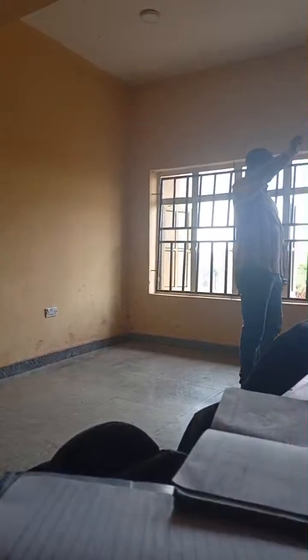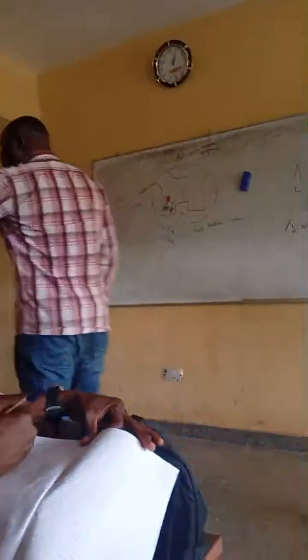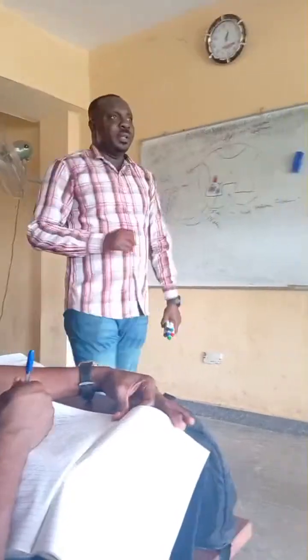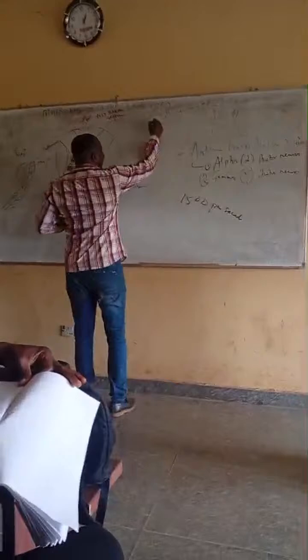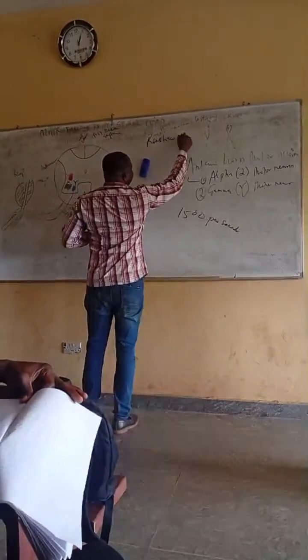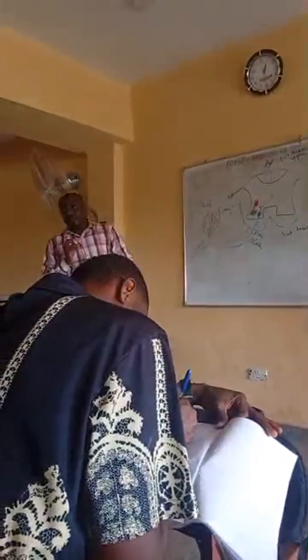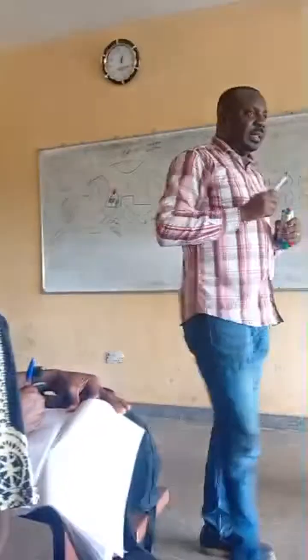One very important interneuron is called what? Who can tell me what we call it? An important interneuron that is located in the spinal cord is called the Renshaw cells. Renshaw cells or Renshaw neurons. They are also interneurons. They are very important.